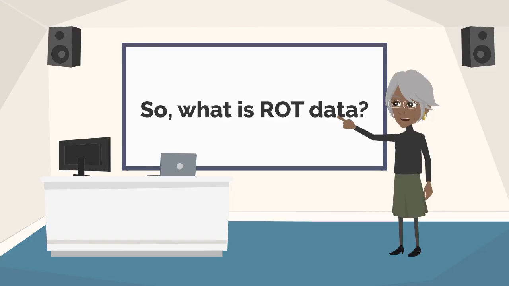The first question is, what is rot data? ROT is an acronym for redundant, obsolete and trivial data. Redundant data is duplicate data stored in multiple places within the same system or across multiple systems. Intranet networks, for example, often contain lots of redundant content.